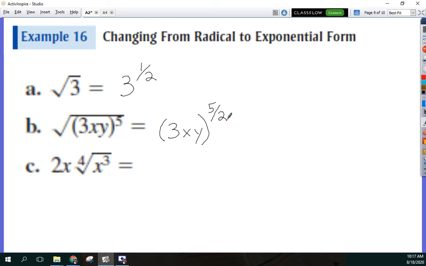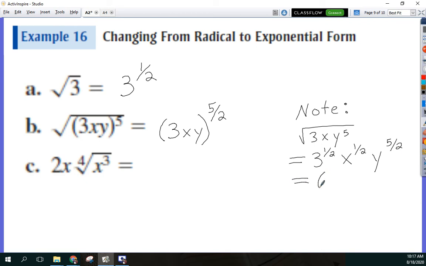Now it's important that we do leave those parentheses there because notice that the 3xy is all to the 5th power. If that 5 was just on the y, so note, if instead we had something that looks like the square root of 3x times y to the 5th, this would become 3 to the 1/2, x to the 1/2, y to the 5/2. Or you could rewrite it as 3x to the 1/2 times y to the 5/2. So that y is the only thing that has the 5th power with it.